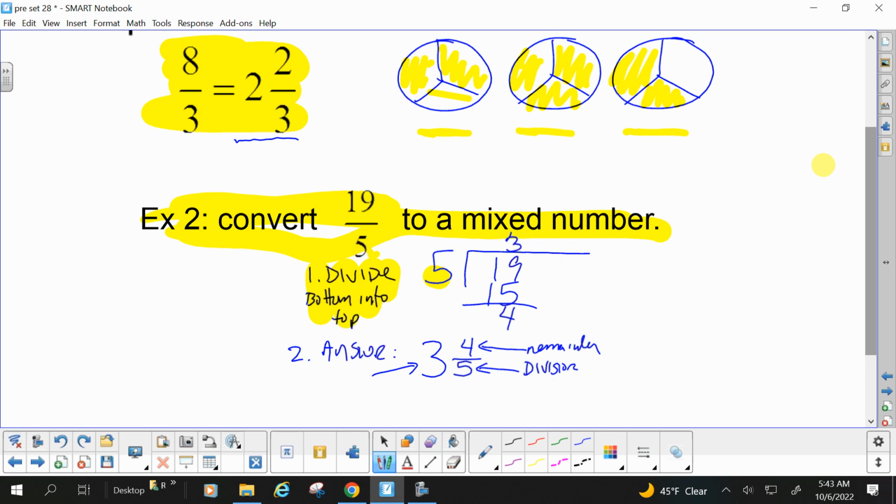Now you might ask, do I have to show work? And the answer is no. These will be mental math problems. That's what's going on in your head. You divide the bottom into the top, and this time though the remainder goes over the divisor. So real quick practice problem. What if you had 14 thirds?